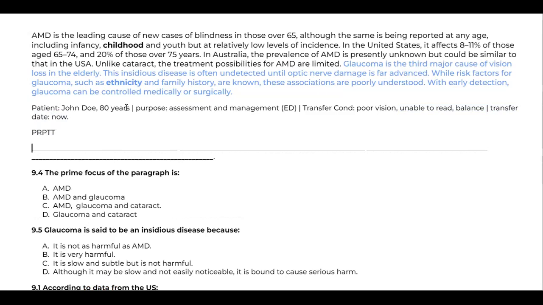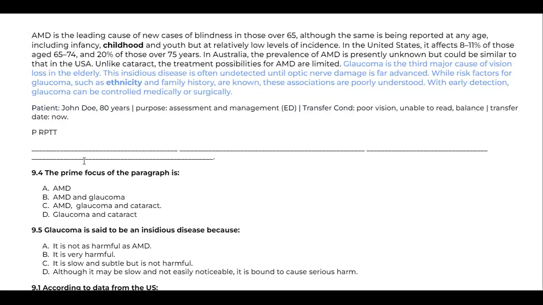Mr. John Doe requires assessment and management. He has suggestive symptoms of poor vision, unable to read, and is ready for transfer. No, but since it is an emergency department, "is being transferred" will be there. "Is ready for transfer" means that it's not a very serious condition. "Is being transferred" means the patient is in a very serious condition. So how to write? You have to write first.